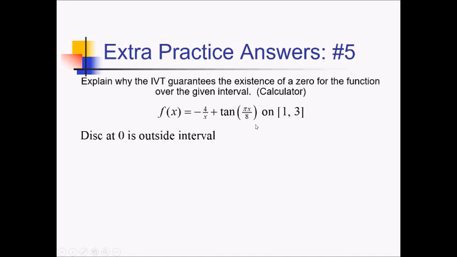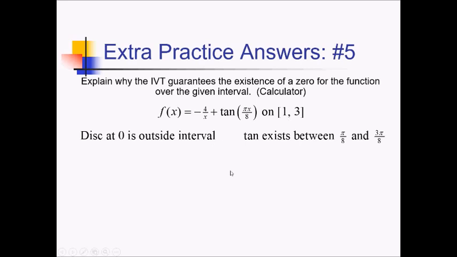But now taking a look at the values we're plugging in, the lowest we're going here is 1, so that would be the tangent of just pi over 8. And then we're going up to 3 pi over 8. Well, pi over 8 and 3 pi over 8, that whole interval is in between those asymptotic values at negative pi over 2 and pi over 2. So our tan is going to exist on the interval that we're going to get by plugging in this number. So basically, we are continuous on this interval.